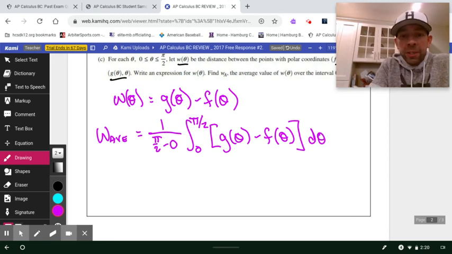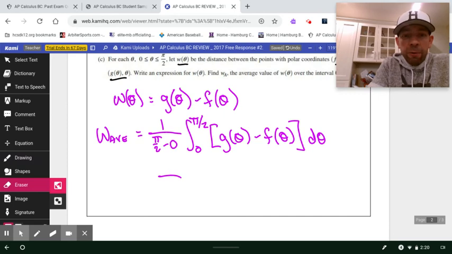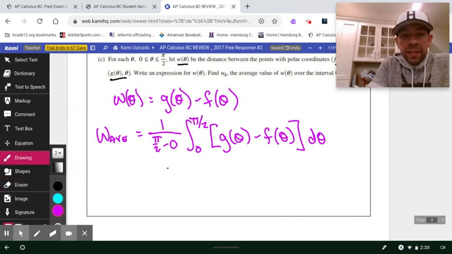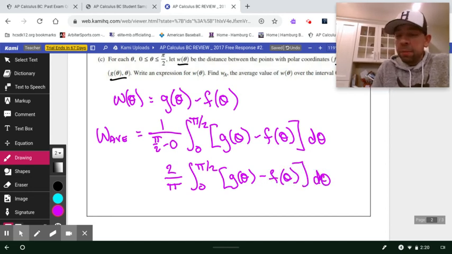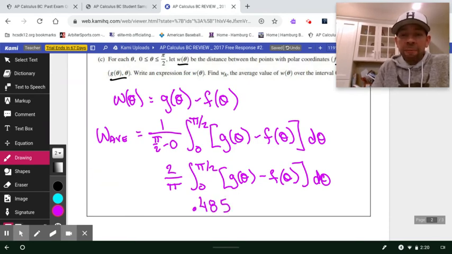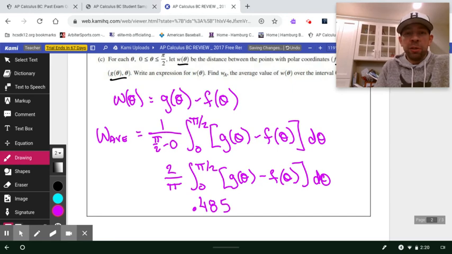All right, now if I was cleaning this up by hand, and I don't know as this is necessary, that coefficient at the end of the day would be 2 over pi. And then you've got your integral, which again, I'm going to put into my calculator. And again, my calculator is not in polar mode. You don't need to be in polar mode to evaluate this integral. And I got about 0.485. And so the average distance between those two curves on any radial line is going to be 0.485.